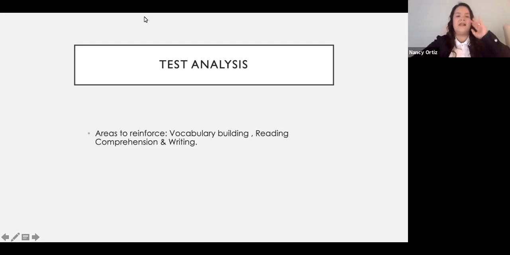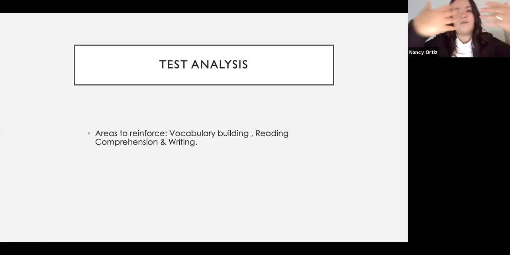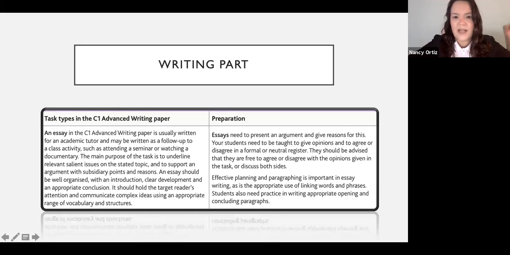So part of the test analysis and the areas to reinforce was vocabulary building a lot. So we will do this today. Reading comprehension, we will do next week, okay? And writing comes together because the more vocabulary you have and the more you read, the better you write, okay? The people who read a lot in Spanish have better vocabulary and they express themselves in a different way, okay? So we will continue practicing writing, but I know the moment you enhance vocabulary, that is going to be directly affected too.